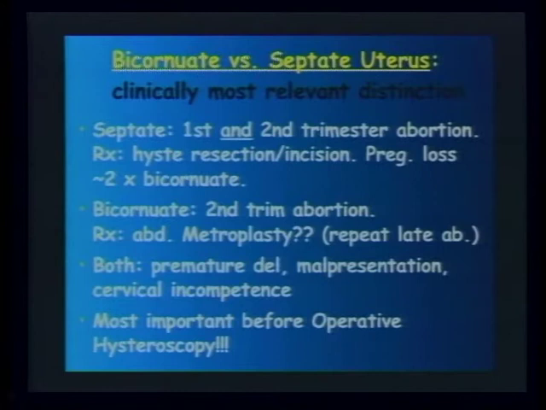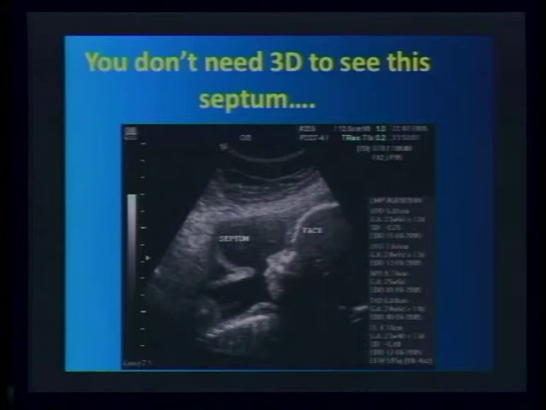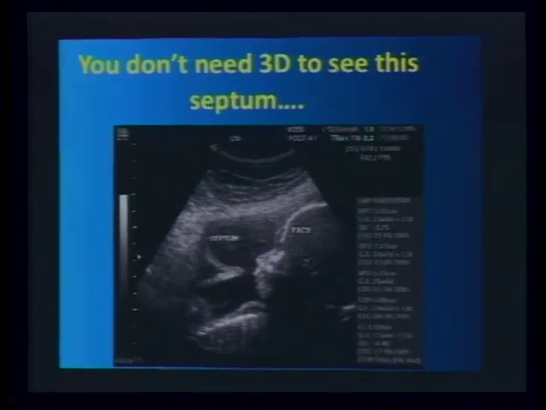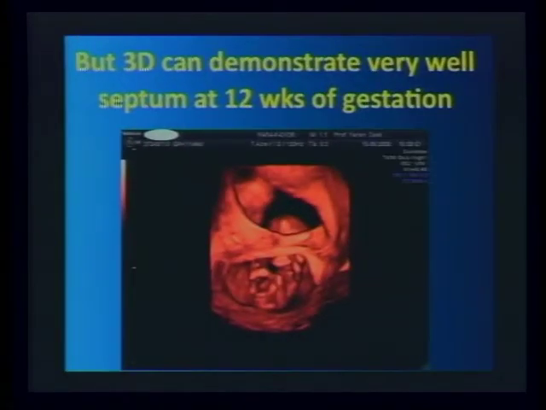But really, the most clinically relevant distinction is between bicornuate and septated uterus, and I don't have to explain to this audience that the distinction is very important regarding operative hysteroscopy. And you don't need 3D ultrasound to see this septum as the fetus sees it. But 3D ultrasound can demonstrate the septum very well at 12 weeks of gestation.